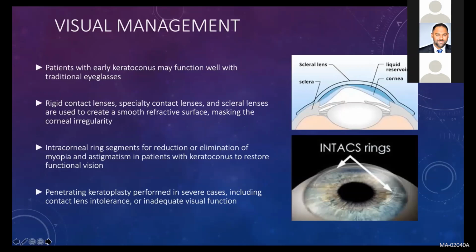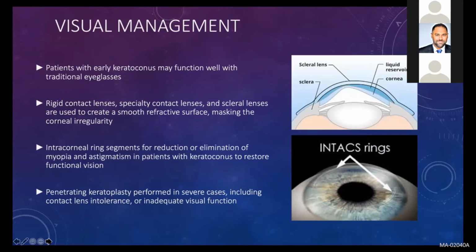Patients with early keratoconus may function well with traditional eyeglasses. Rigid contacts, specialty contacts, and scleral lenses are helpful to create a smooth refractive surface, and they can temporarily mask the corneal irregularity based on the severity of that. If that fails, we typically will move to intracorneal ring segments, which will reduce or eliminate some of the myopia and astigmatism found in keratoconic patients. And lastly, in severe cases, like I mentioned, penetrating keratoplasty is one of the mainstream treatments for severe cases.